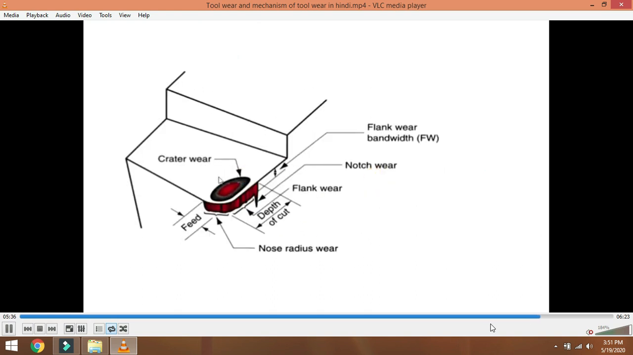In this figure you can observe the crater wear here, and the flank wear. Crater wear is on the face of the tool. When the flank has zero width, that is why flank wear occurs.